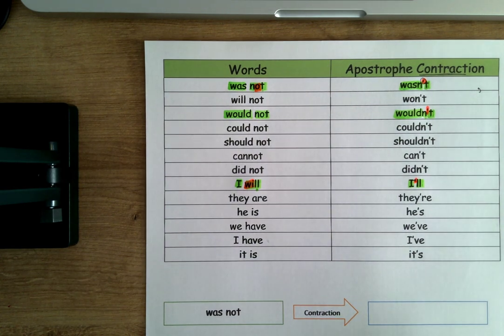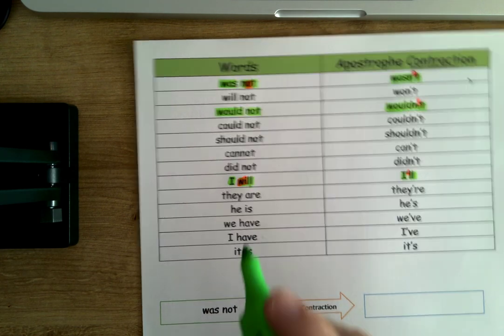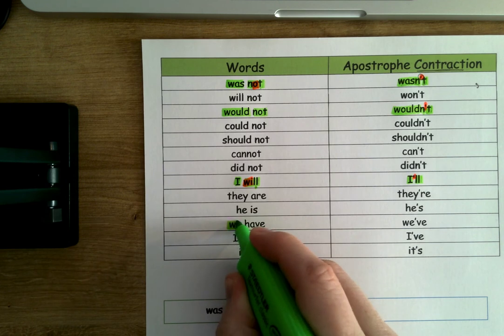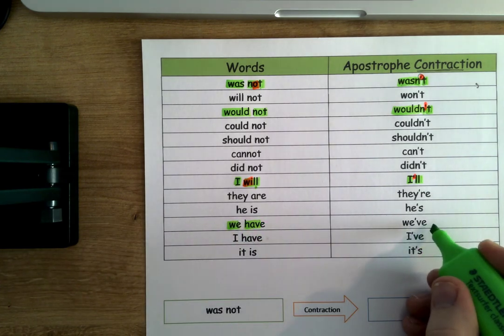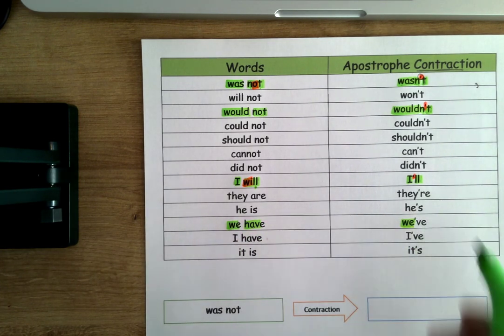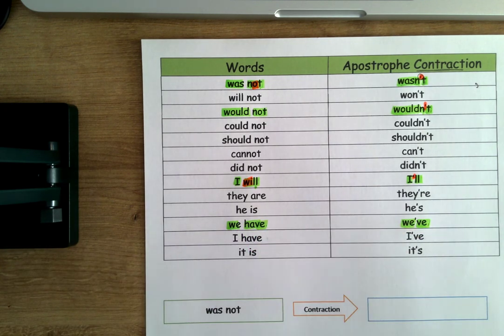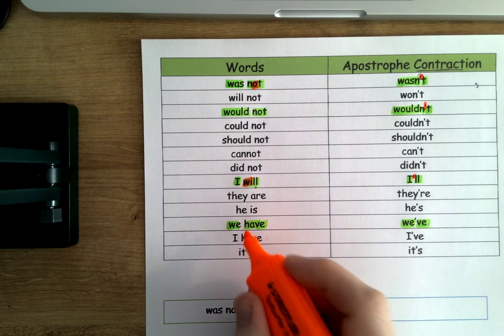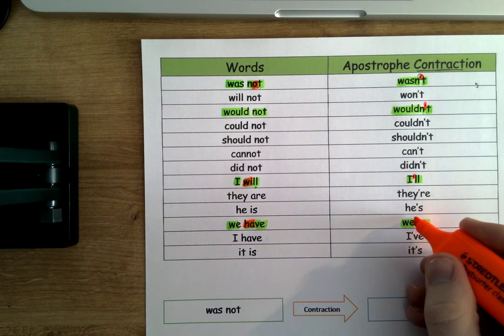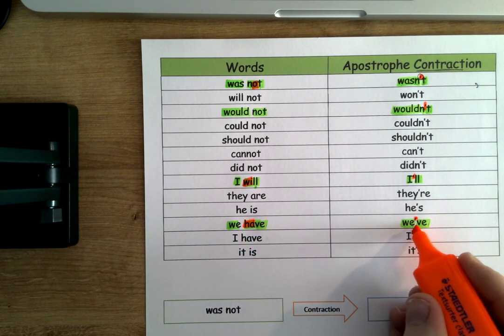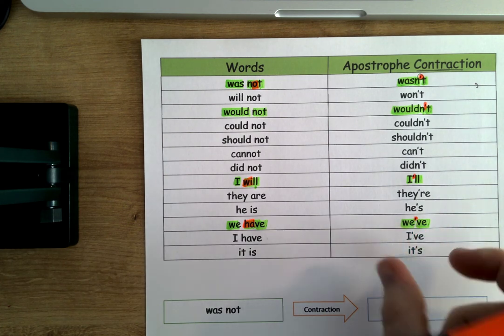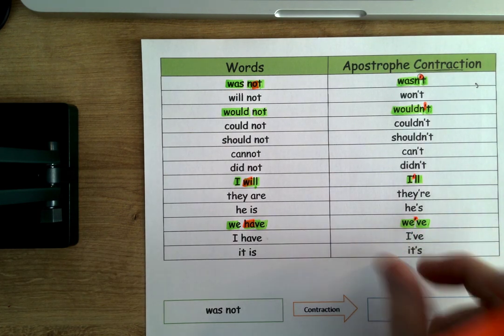Let's do one more. Okay, let's have a go at we have. Here we have, and it becomes we've. I can see W-E for we, and the V-E of have. But I don't have my H and A. And that's because the apostrophe takes the letters H and A out and joins the 2 words we have into we've.